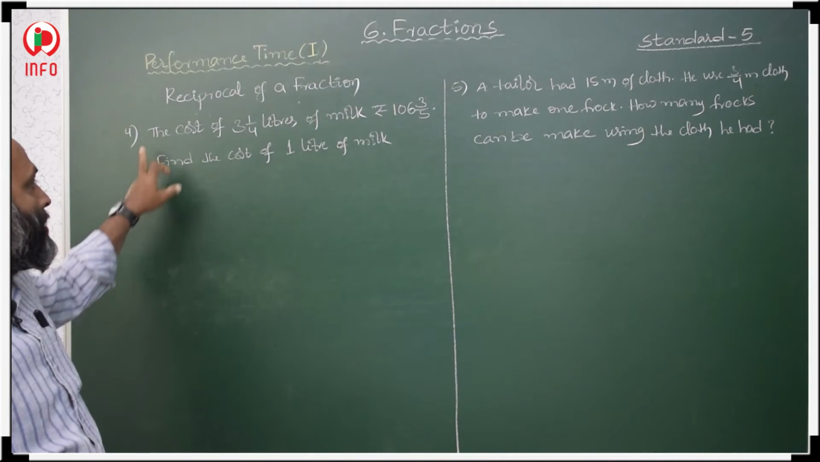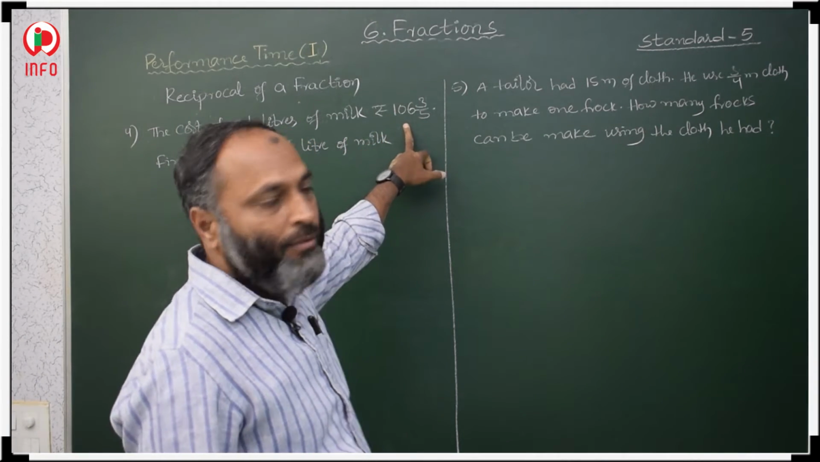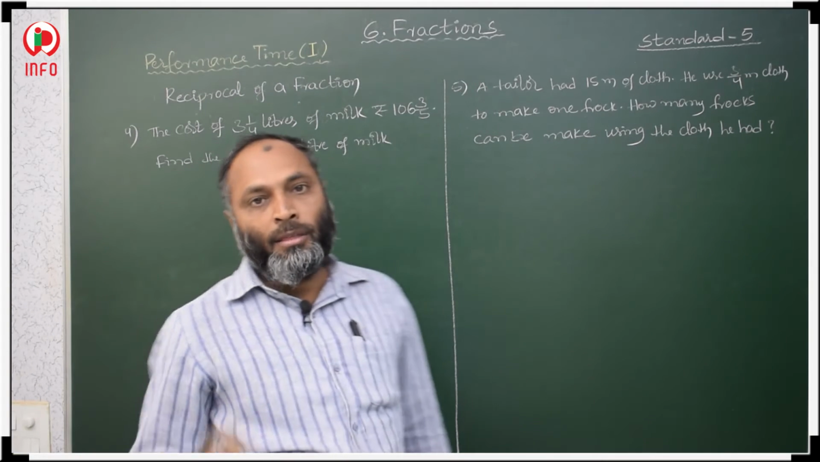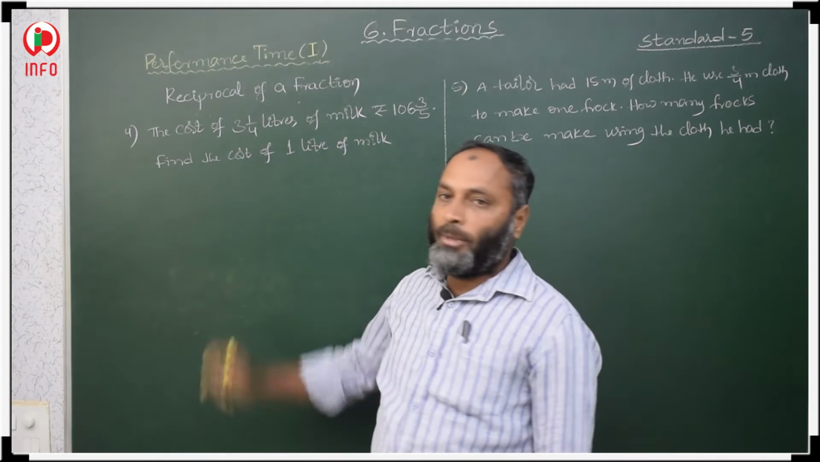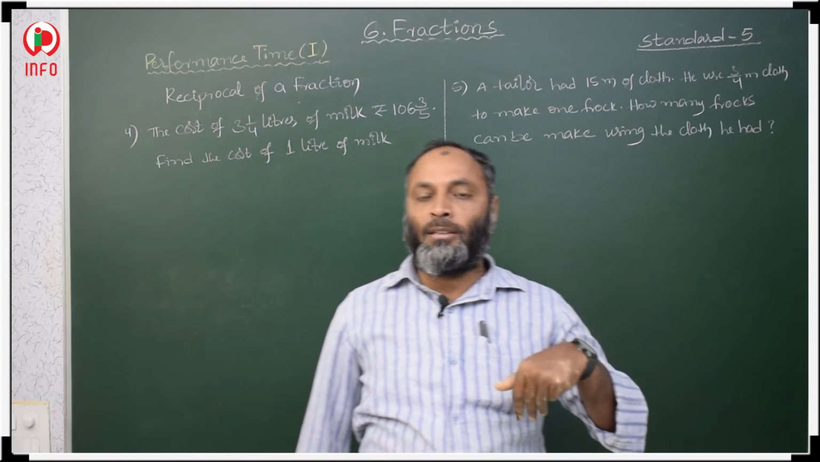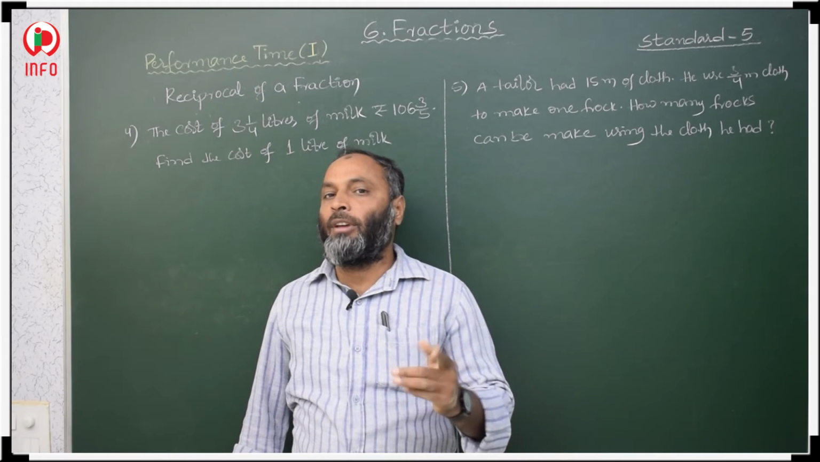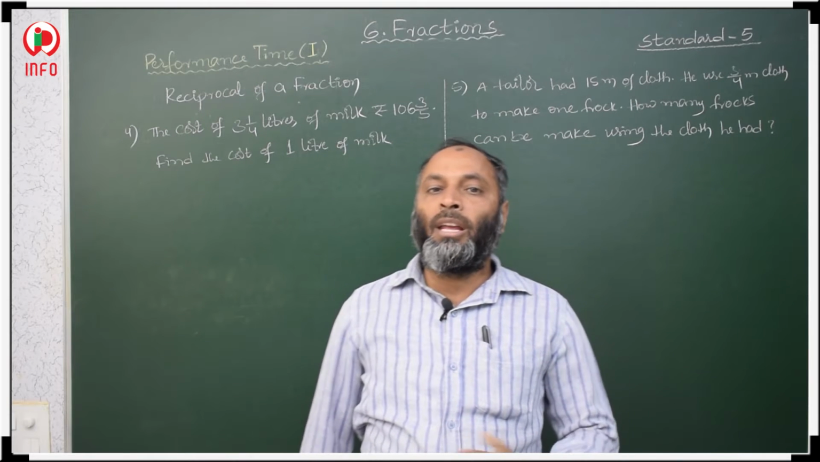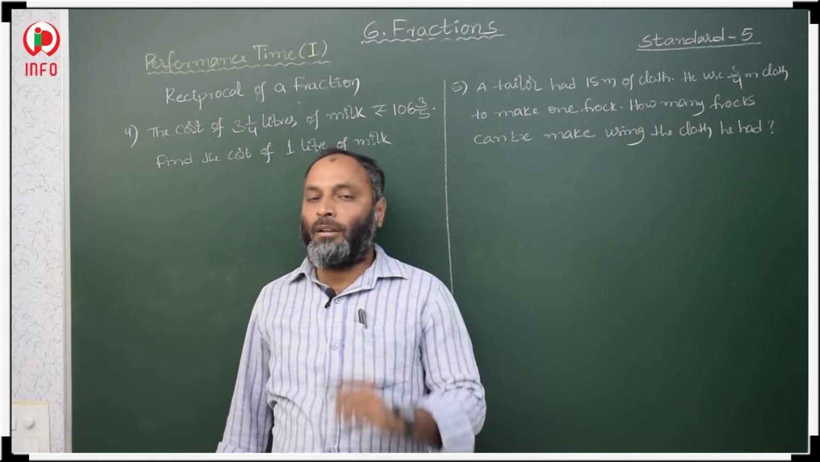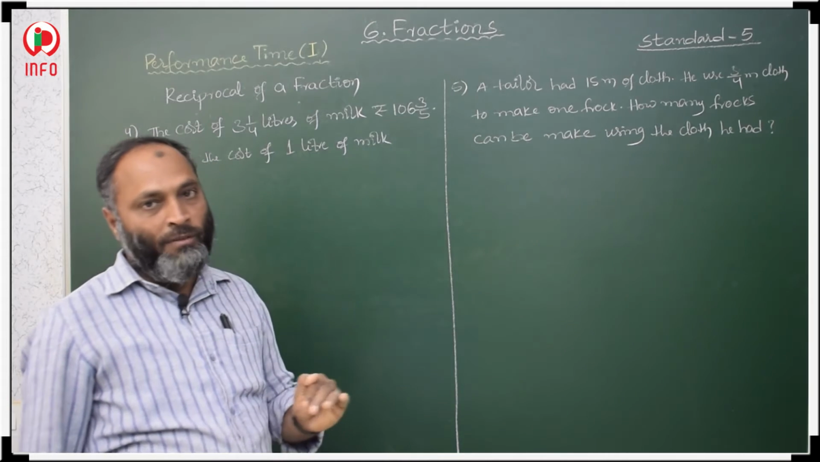Next, what problem? The cost of 3 1 by 4 liters of milk is rupees 106 3 by 5. Then find the cost of 1 liter of milk. Here, 3 1 by 4 liters milk cost is given, and he is asking for the unit, 1 liter. So we have to divide. In multiplication, if one unit is given and more is asked, then we multiply. Here more is given and the unit is being asked. Unit means 1 liter. So we have to divide here.